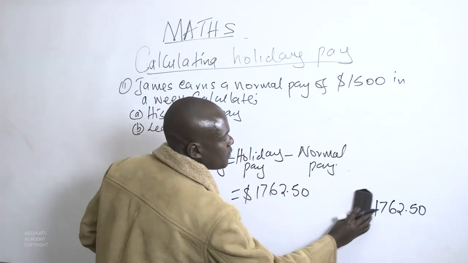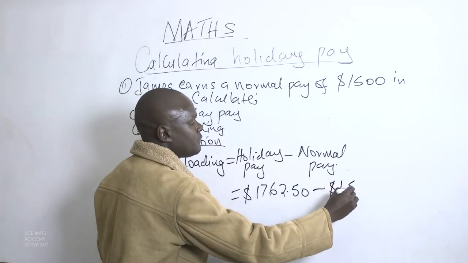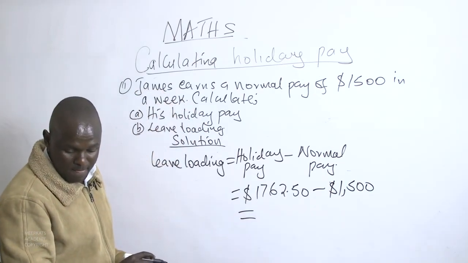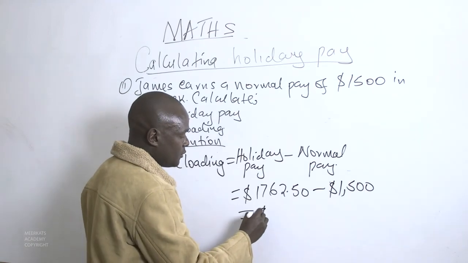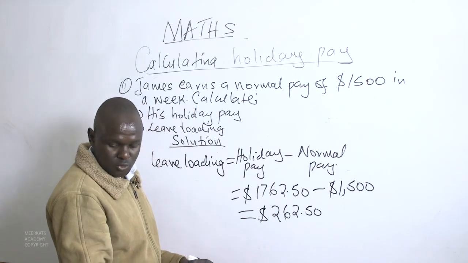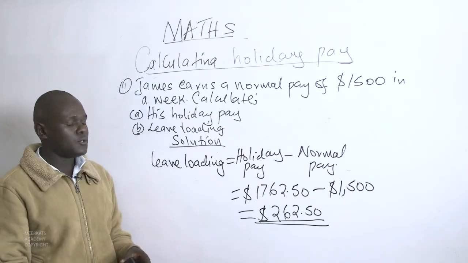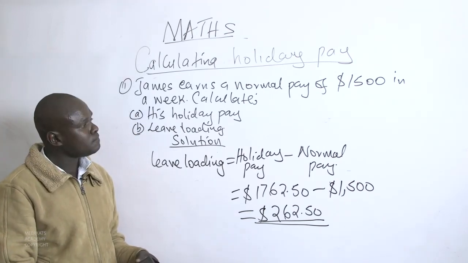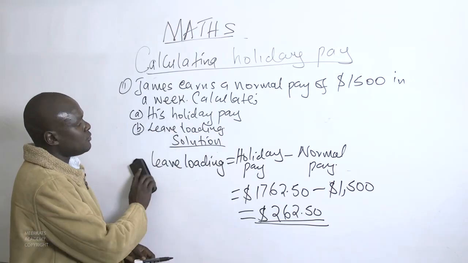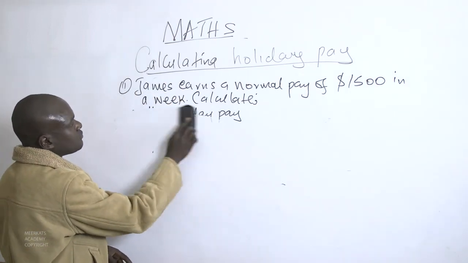And our holiday pay we have calculated is $1,762.50, and the normal pay is $1,500. This will give us a leave loading of $262.50. This is the bonus that James will earn. So maybe to summarize this before we move on to the next example in form of a chart or a diagram.